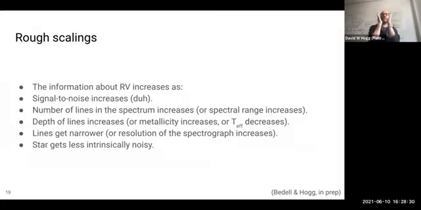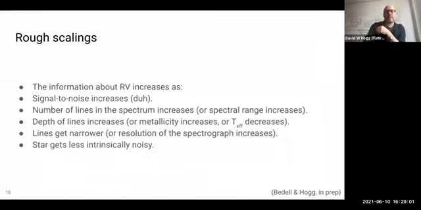Also, your information will improve as your lines get narrower. If your lines are big and broad, they don't have nearly as big an effect as if they're narrow. And that means you want to be at high resolution. And sure enough, HARPS 3 and the Terra Hunting Experiment are designed to make high resolution, high signal to noise measurements of high metallicity stars that will do these things well. And then, of course, there's this point about intrinsic noise in the star, which I'm going to come back to a little bit in a minute.